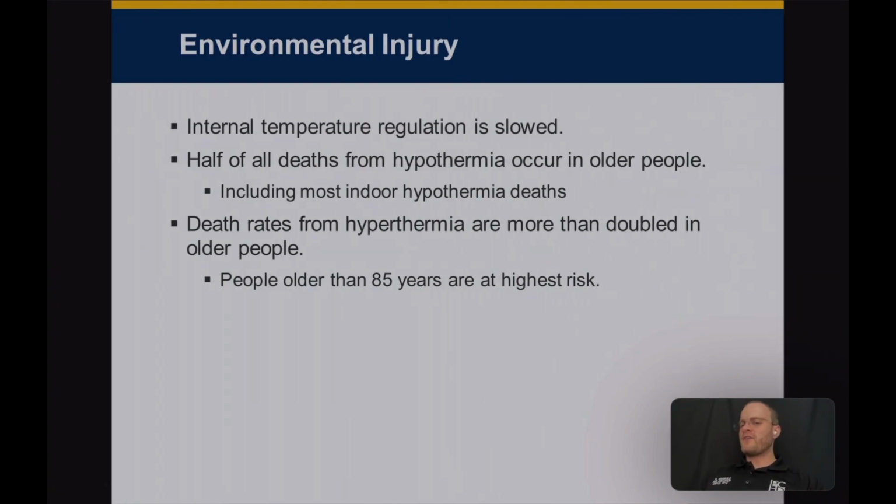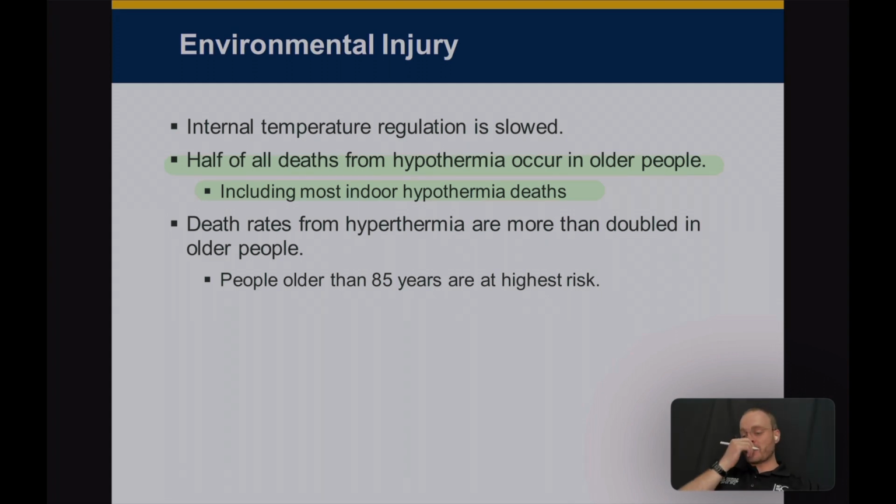I've talked a lot about environmental things, but this is an interesting thing to say. Half of all deaths from hypothermia occur in older people, including most indoor hypothermia deaths. So again, older people may not be able to afford to heat their house, or their heater is broken and they can't afford to fix it. And so they can die in their own home even from hypothermia.